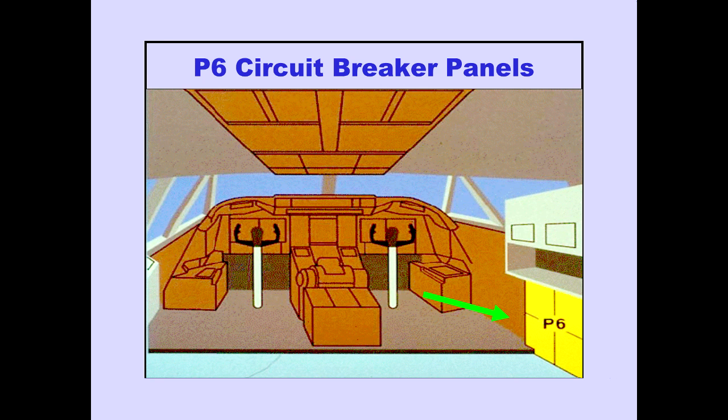There are 4 P6 circuit breaker panels located on the aft right sidewall behind the first officer's seat. All P6 circuit breakers should be in for normal operations.